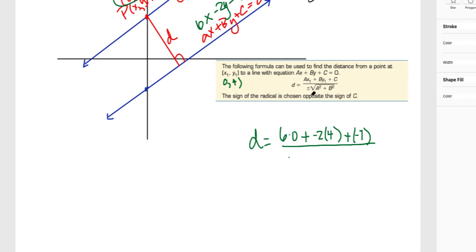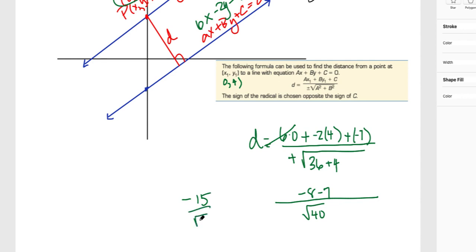Now what we need to do is choose the sign of the denominator. The sign of the radical is chosen opposite c, so it's going to be positive as our c is negative. Then we take the square root of the sum of a squared, which is 36, plus b squared, which is 4. The square root of that is a positive square root of 40. And up here we end up with negative 8 minus 7, which is negative 15 over the square root of 40.